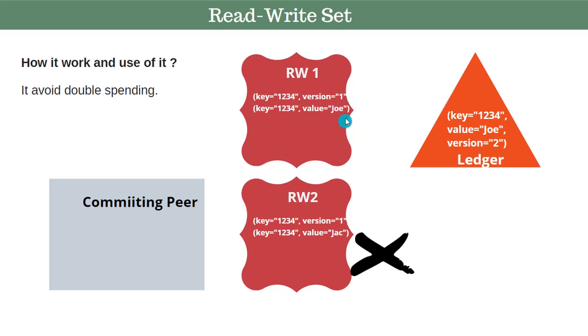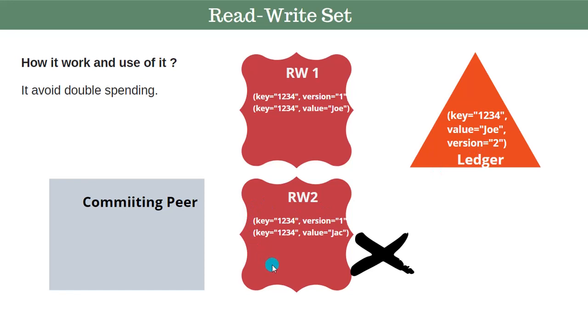Whenever these transactions come, first of all, the first read and write set will come to the committing peer. It will validate the version 1. If you remember in the previous slide, we talked about version 1 matching. Earlier, your ledger had key 1234, value Louis, and version 1. So when the first read and write set comes, it will validate that the version is matching 1, and then it will update the owner to Joe. Now your ledger will look like this: 1234, value is Joe, and version is 2.